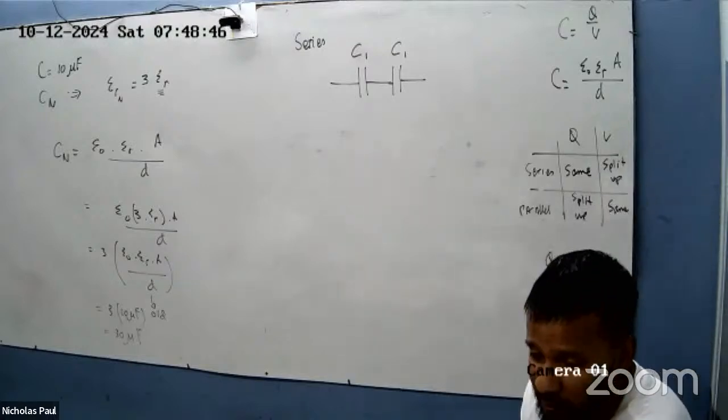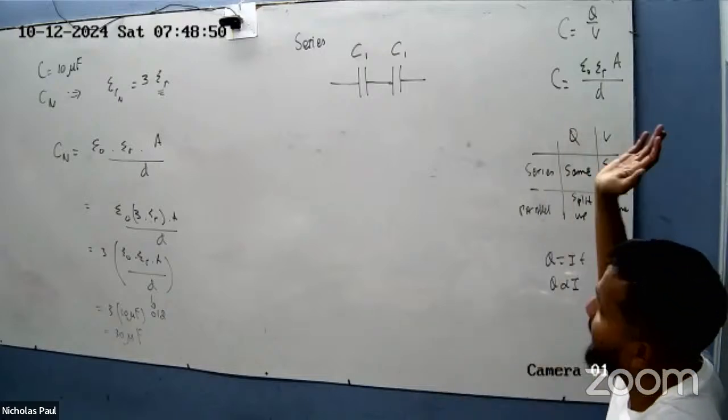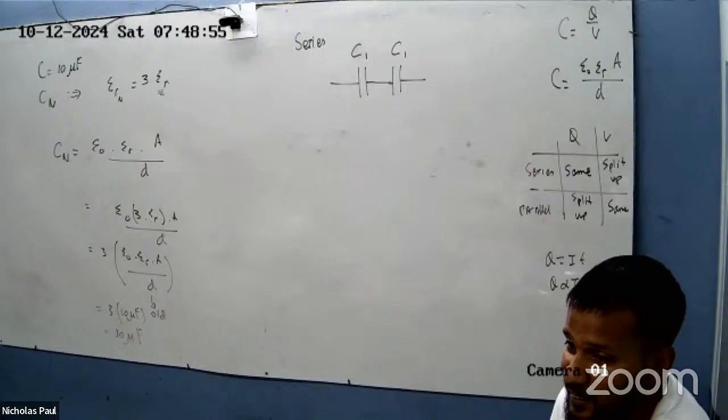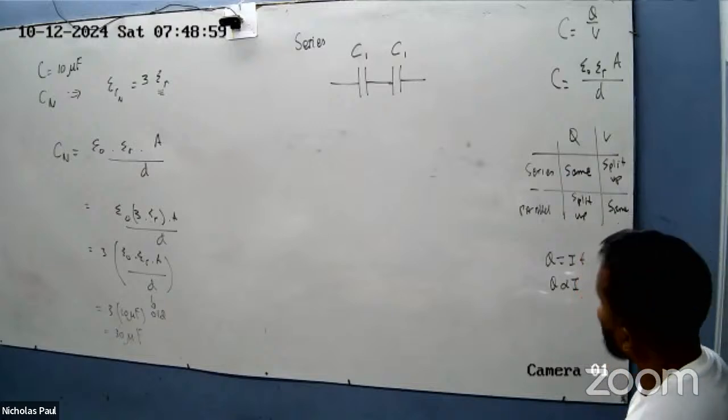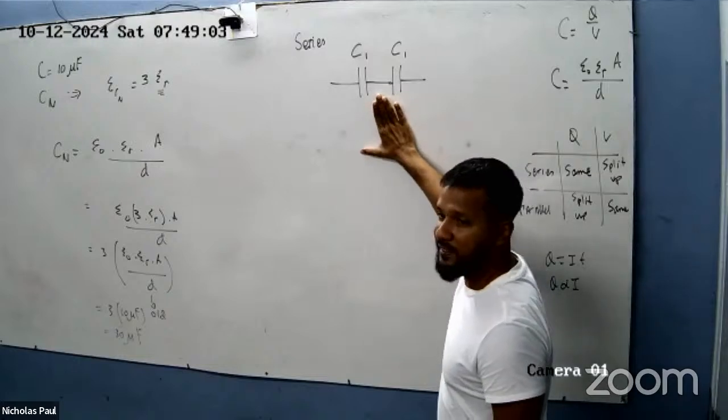Q is equal to CV. Right, we know that, but we can't start with that. What do we know about series circuits?